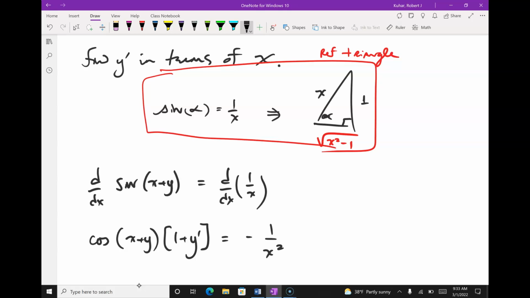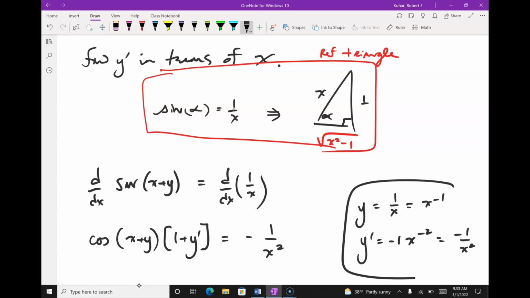If I don't have that shortcut memorized, I can use what rule? I could use the quotient rule, you're right. But the power rule is quicker here. If y equals 1 over x, that's x to the minus 1. Y prime is negative 1 times x to the minus 2, or negative 1 over x squared. So it's just our power rule.